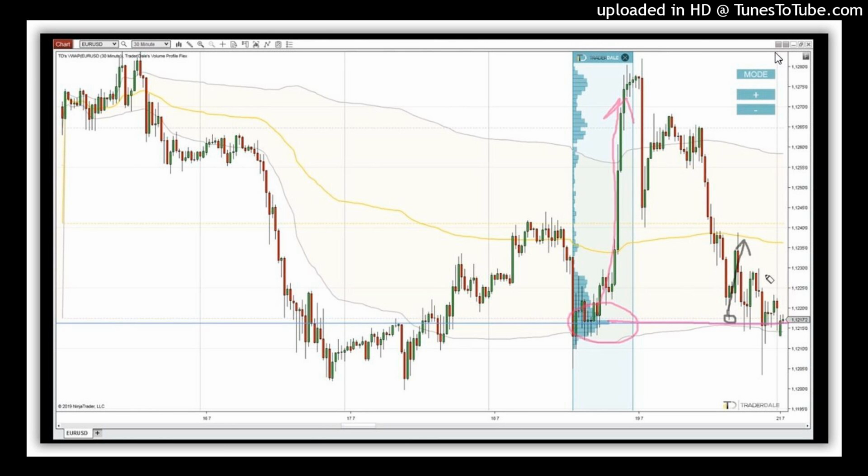Now this chart shows a euro dollar 30-minute chart, and as I said, this is the weekly VWAP. Now you can trade the VWAP as a standalone strategy, but you can also use it as a confluence with the volume profile. I prefer to use it as a confluence with volume profile. For example, like this.